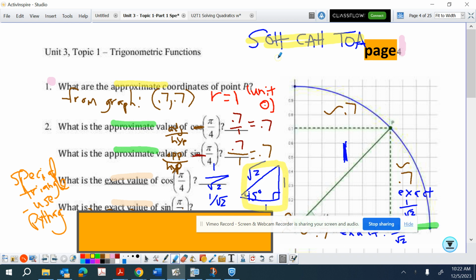Now, when I look at number 1, it says, what are the approximate coordinates of point P? So I'm going to go to point P on the graph, and I'm going to highlight it. From the graph, if I'm approximating x and y, I'm going to look at the triangle that's drawn inside the circle, and I'm going to see that x is approximately 0.7, and that the y value is also 0.7.